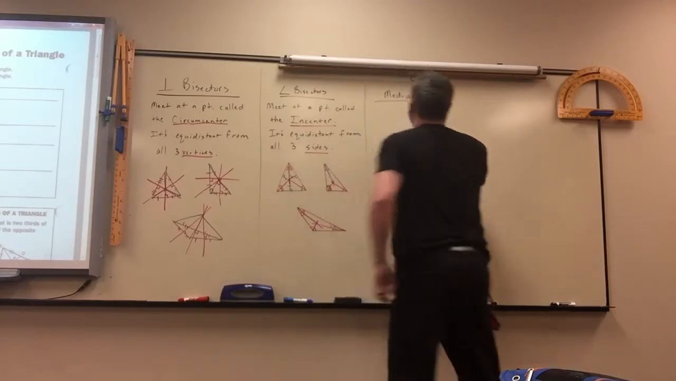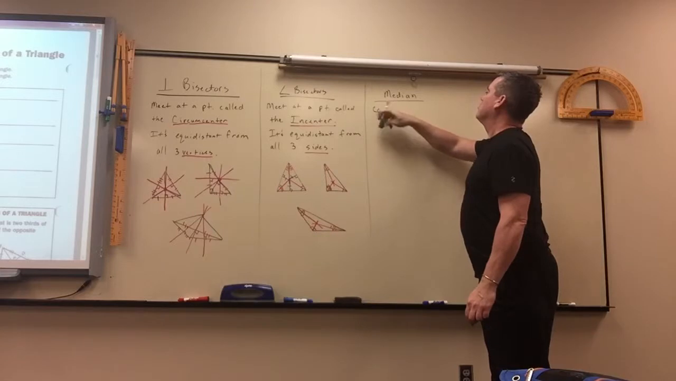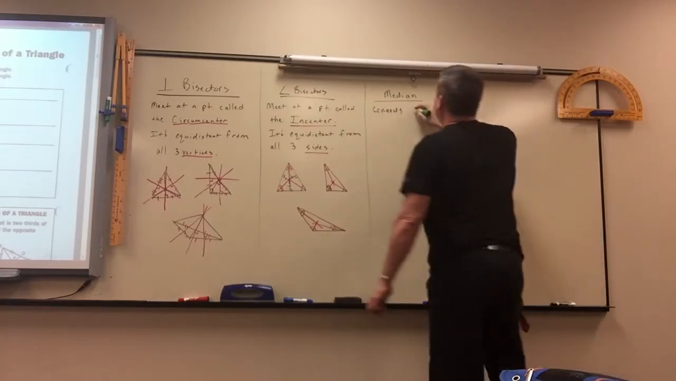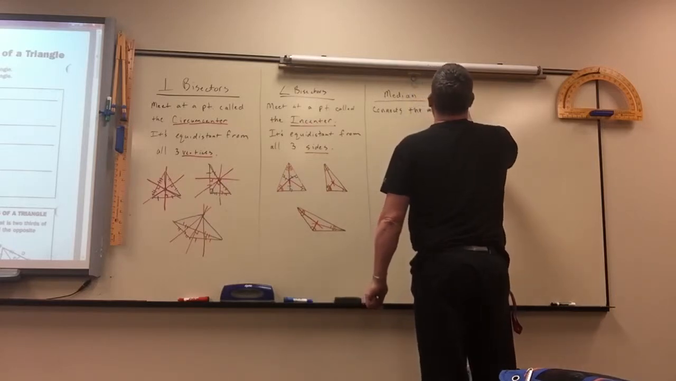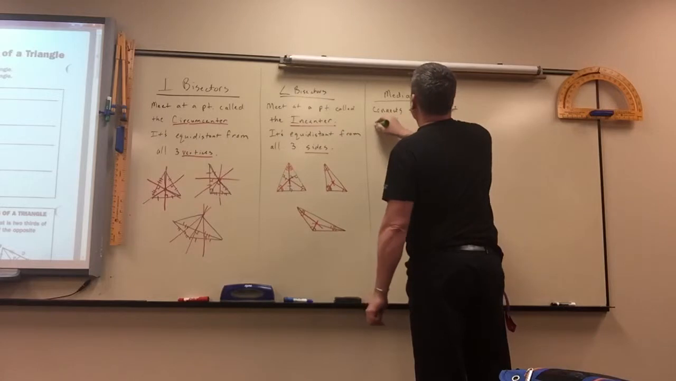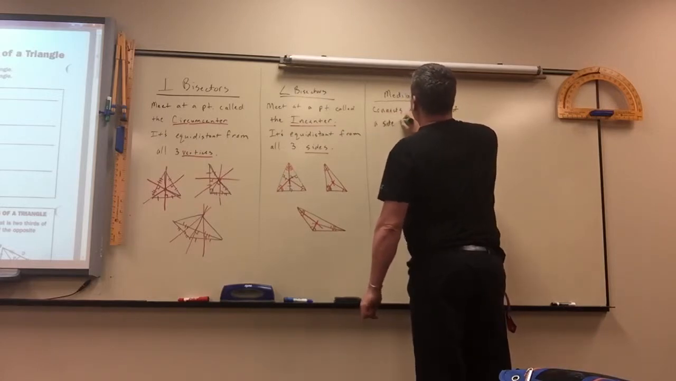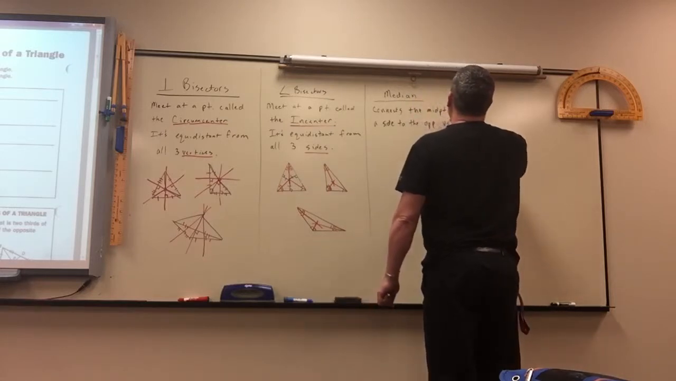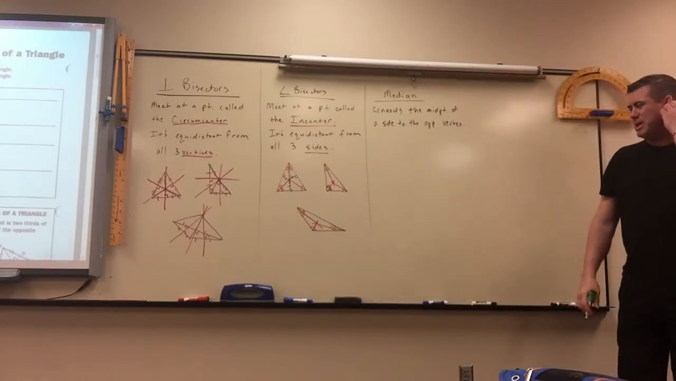A median connects the midpoint of a side to the opposite vertex. So these are maybe the easiest to draw.